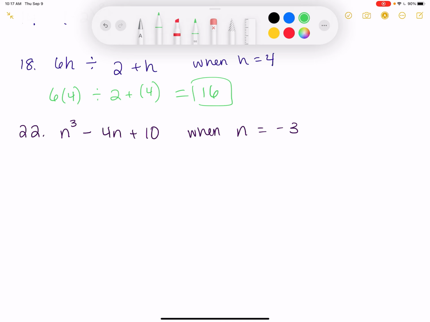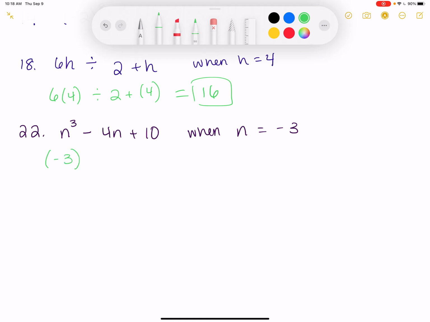Do we have an answer? Negative... All right, I've heard several different answers, so let's plug it in and see what happens.